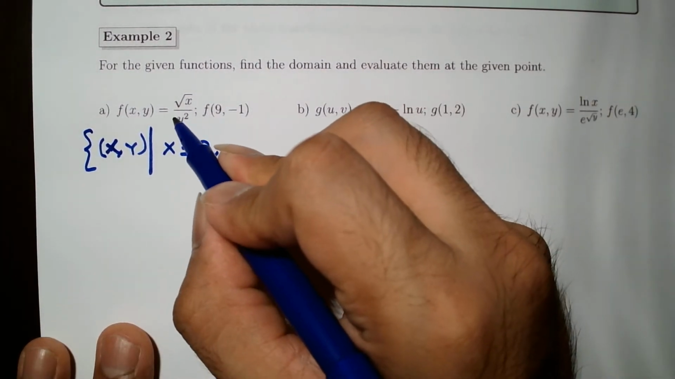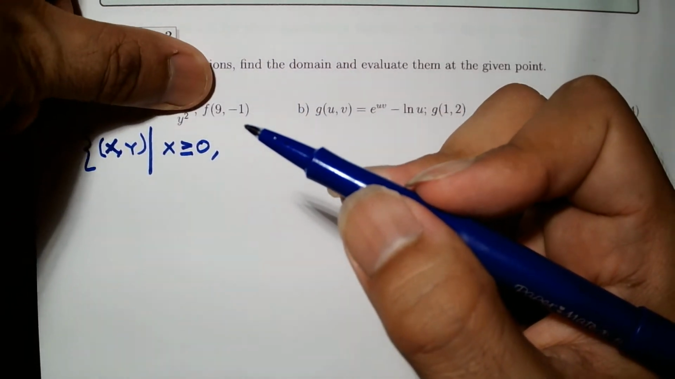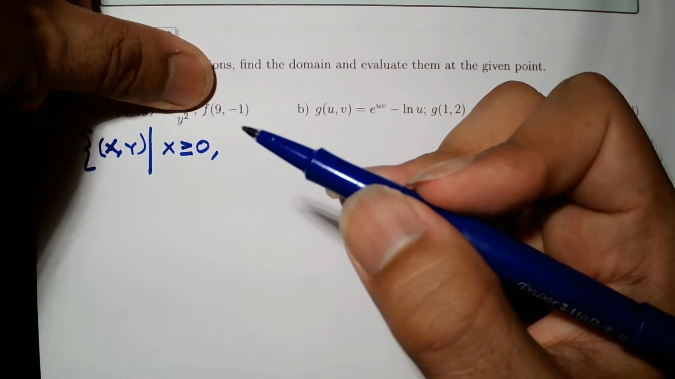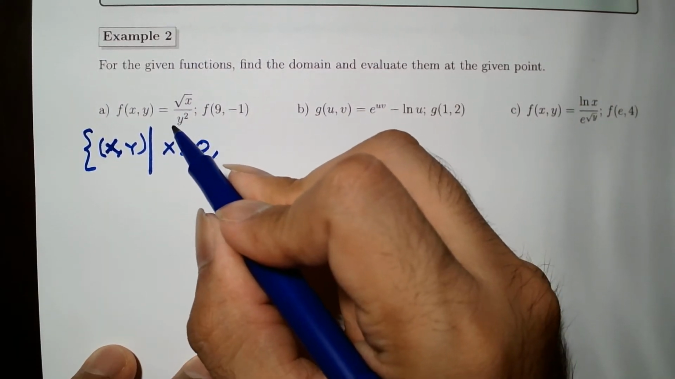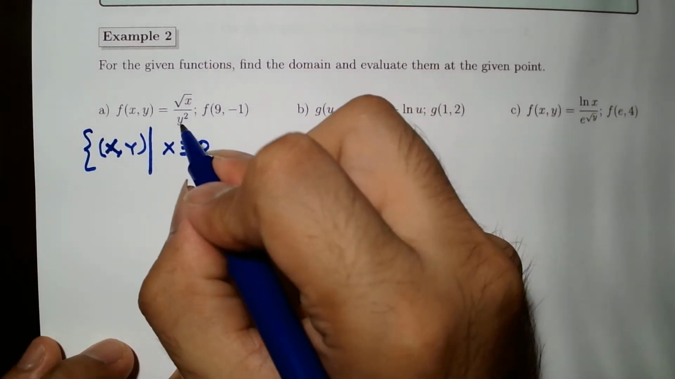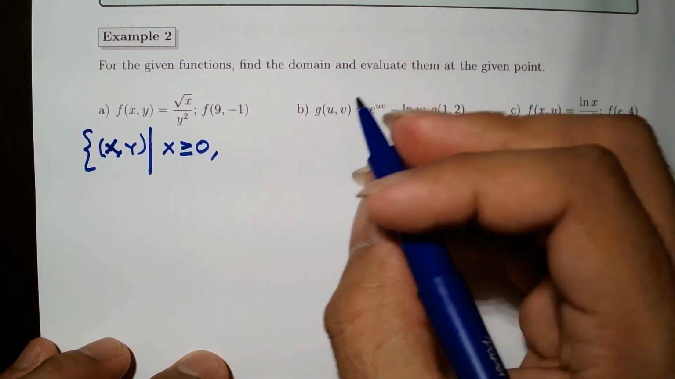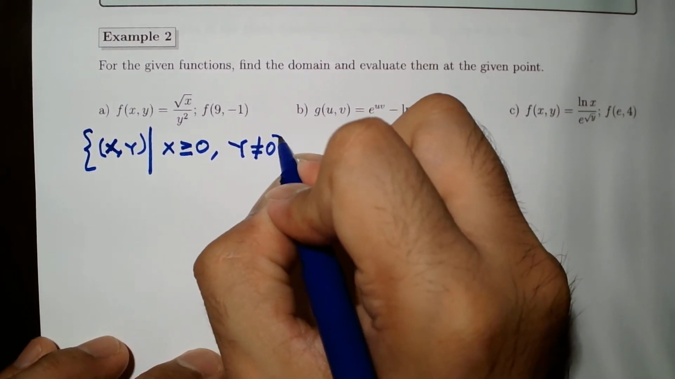And then the denominator, we have a y squared. If this were only a polynomial, it would be all real numbers for y. However, look at the location of the variable y. The variable y is in the denominator, and the denominator cannot be 0, so y cannot be 0.